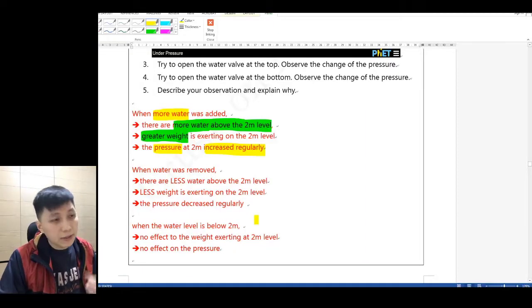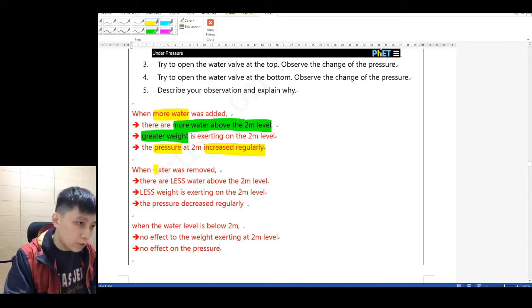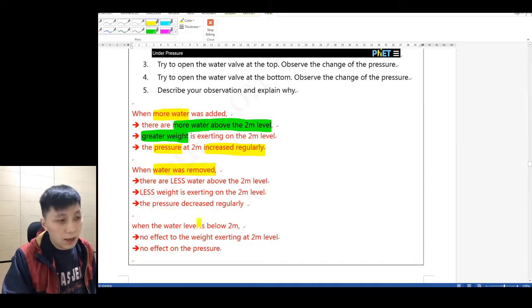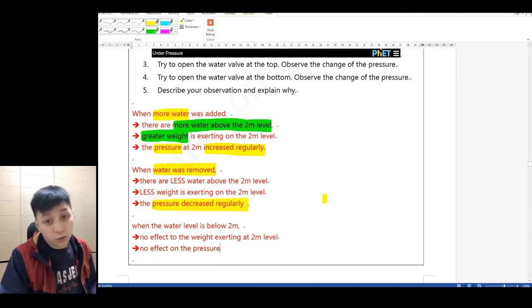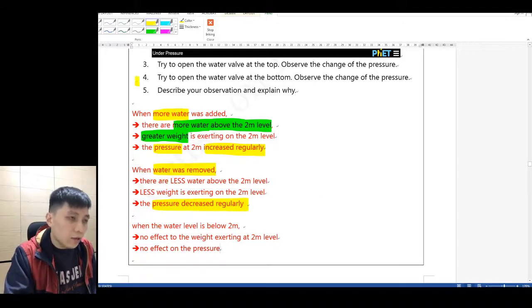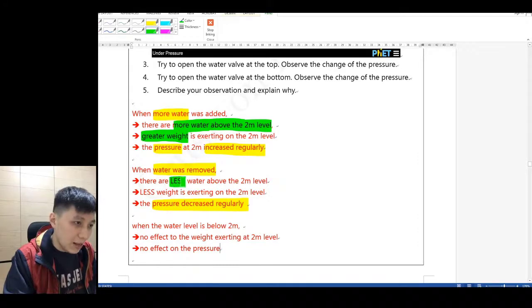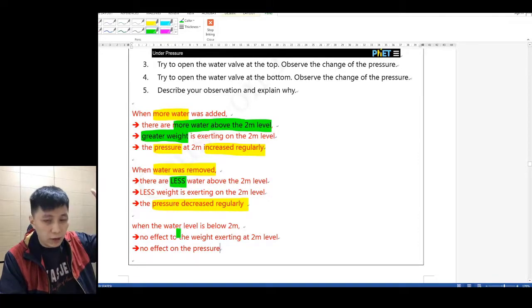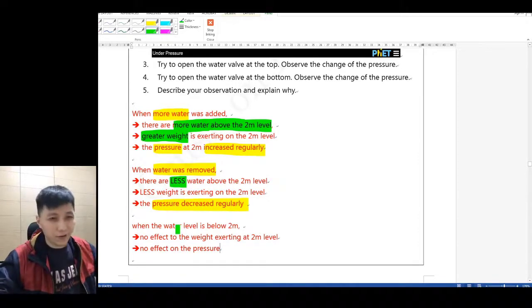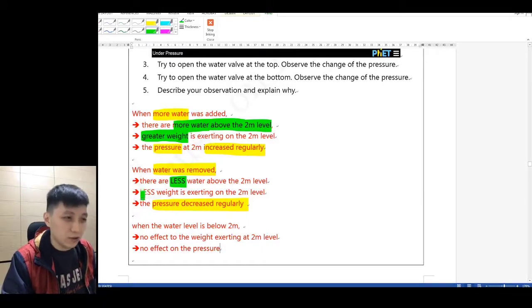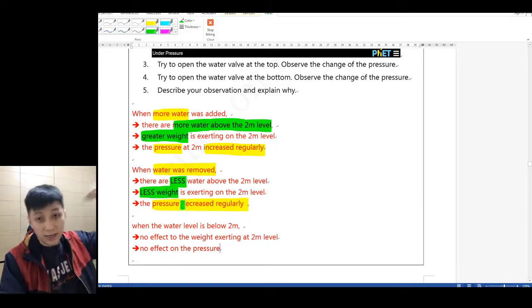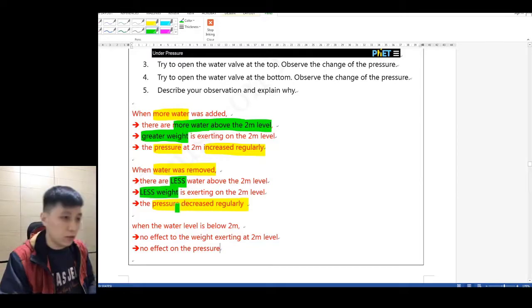Now, when you open the valve at the bottom, you are actually removing the water, and doing so would decrease the pressure continuously. The reason is similar to what we just mentioned earlier, but in the opposite direction, as in because there is less water above you now. So you're kind of feeling relief, having less pressure, because you're having less weight pushing down on you, and therefore you have less pressure.